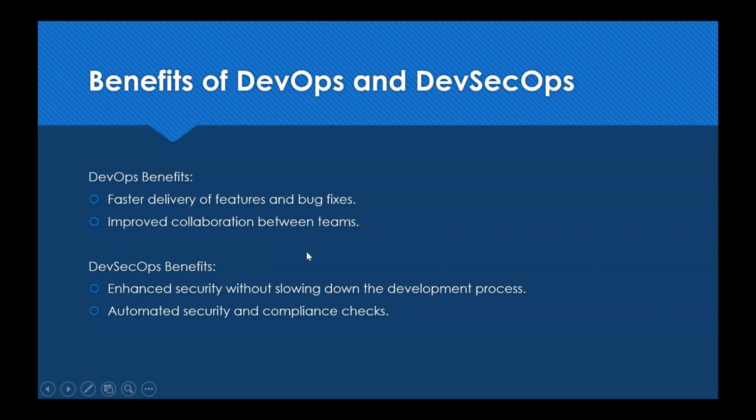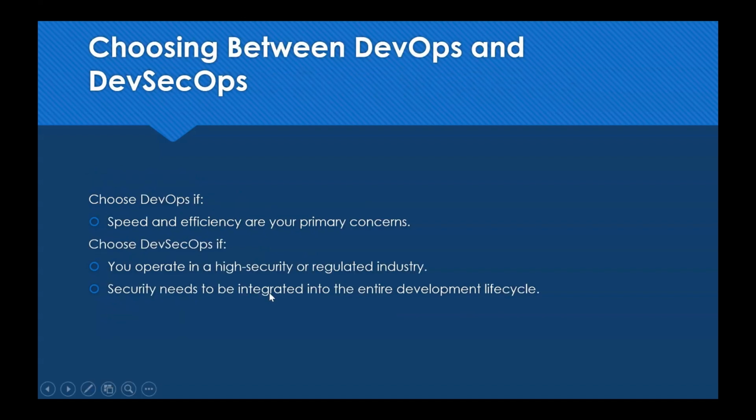Now let's talk about the DevSecOps benefits. What are the benefits? Enhanced security without slowing down the development process. Whenever you write code, you can run the scans, and if you have any security issues, it will throw you the error, and you can fix those issues. And again, you can merge the code into your development environment or the rest of the environments. Automated security and compliance checks, which we already discussed, using your continuous integration pipeline.